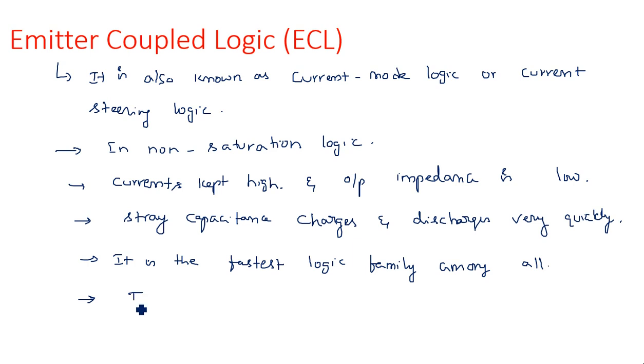Another important feature is limited voltage swing. Limited voltage swing is the reason it stays in the non-saturation region. If we give extreme ends of the voltages, then it goes into saturation. But here we are providing limited voltages, so that's why it is in the non-saturation region.